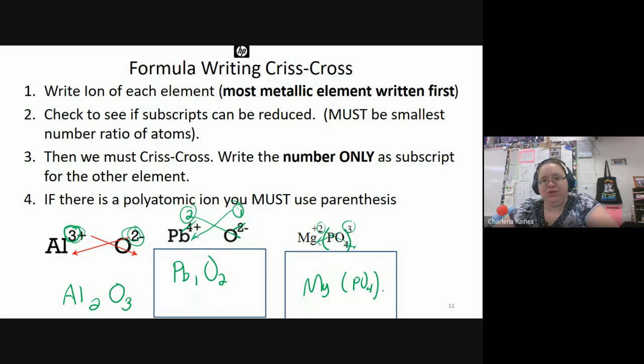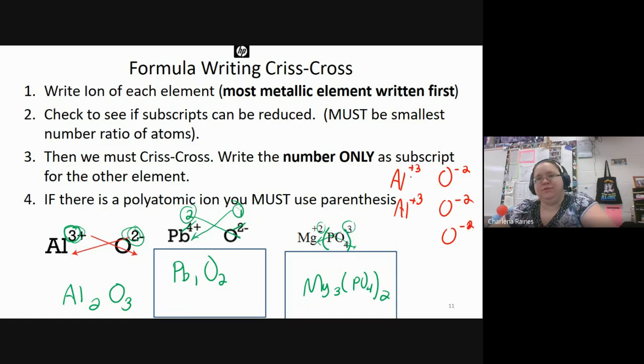We end up with the 2 outside and the 3 beside the MgPO4. By swapping and dropping, we are balancing the charges. We are showing that for my aluminum, in order to equal 0 and balance out the -2 of the oxygen, I add up all my charges and I can see that, yes, now they equal 0. Well, in order to balance out and equal 0, I had to have 2 aluminums and 3 oxygens.